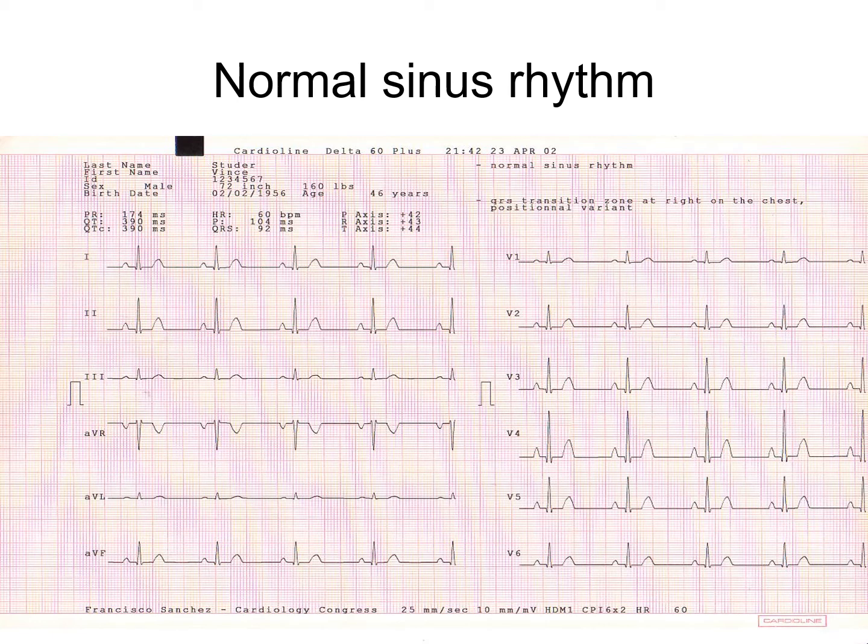Are all segments where they should be? Is the PR interval between 0.12 and 0.2 seconds? And is the QRS less than 0.12 seconds? Okay.